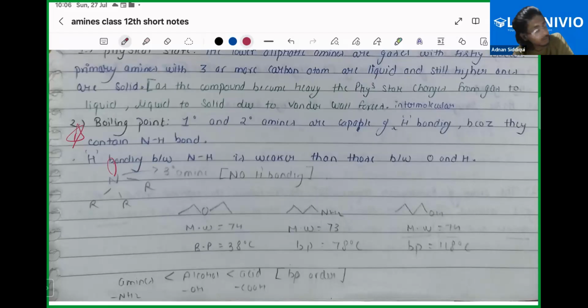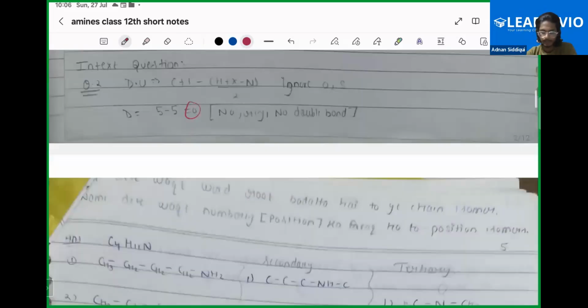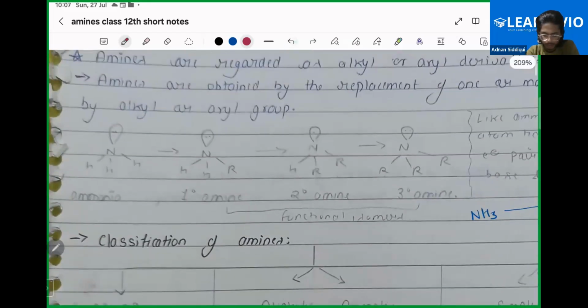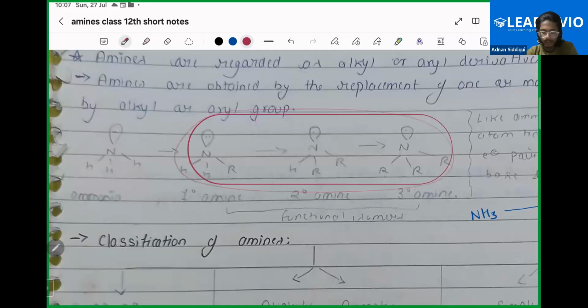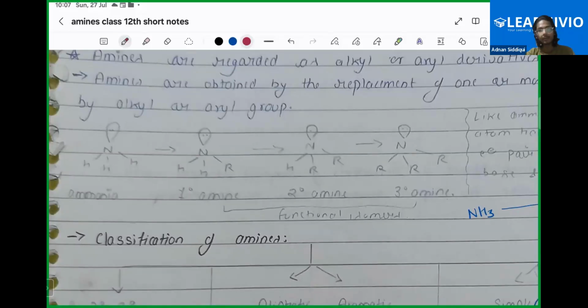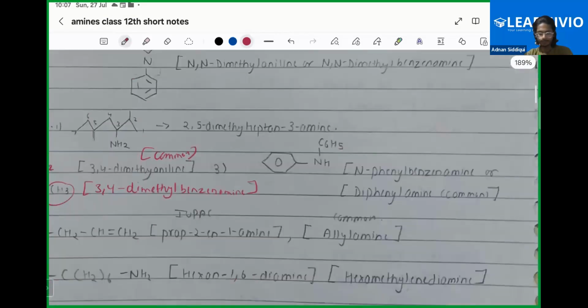Think again. Let me go back. You have these three compounds, right? 1 degree, 2 degree, and 3 degree. Here you are observing two hydrogen bonding, 2 degree, one hydrogen bonding, 3 degree, no hydrogen bonding. Which one is more stable out of these three? 1 degree. So it will have the highest boiling point, then 2 degree, and the least you are going to observe is for 3 degree amine, right? Good.